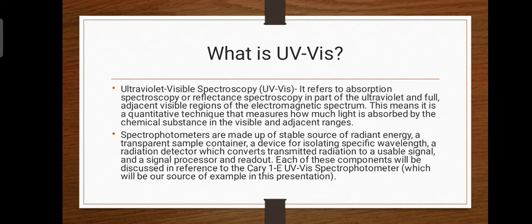So, pero kung meron tayong UV visible spectroscopy, meron din tayong tinatawag na UV visible spectrophotometers. So, what is a spectrophotometer? It is made up of a stable source of radiant energy, a transparent sample container, a device for isolating specific wavelength, a radiation detector which converts transmitted radiation to a usable signal, and a signal processor and readout. Each of these components will be discussed in reference to the Cary 1E UV-Vis spectrophotometer, which will be our source of example in this presentation.